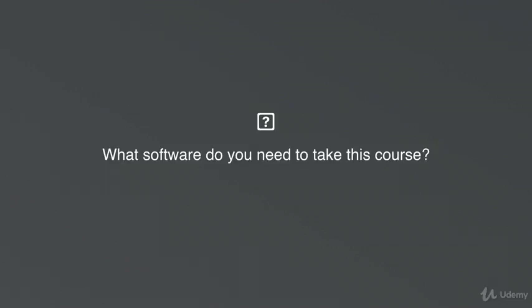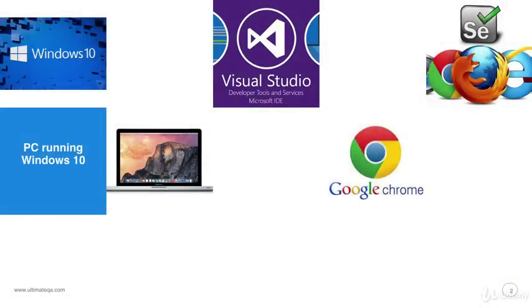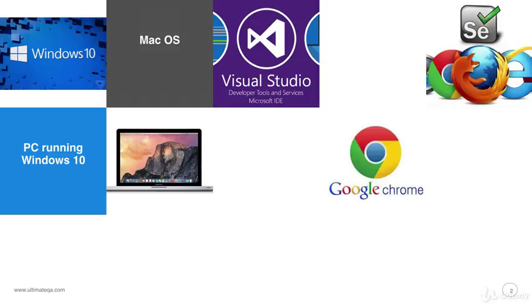What software do you need in order to proceed with the rest of this course? First, you need a PC running at least Windows 10. That's something that I cannot supply you. If you prefer, you can also use Mac operating system. I will teach you how to set up Visual Studio on a Mac so that you can use it.